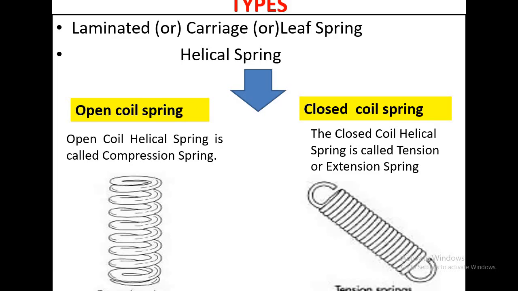It has types such as laminated or carriage or leaf spring, and helical spring. The helical spring is further divided into open coil and closed coil. Open coil is also called a compression spring, and closed coil is also called a tension or extension spring.